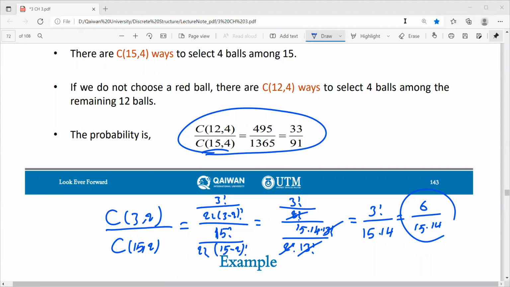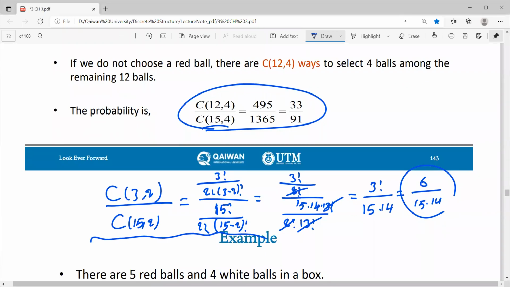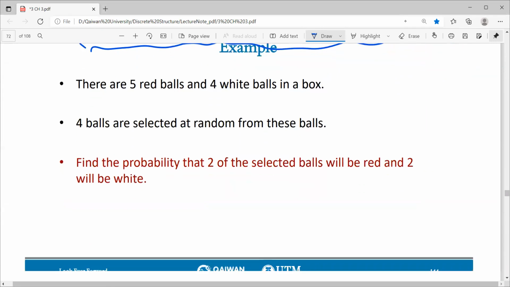So this is the result of the question. It's the answer of choosing 2 red balls. Here, the total balls is 15. That means we take 2 out of 15. And also we have 3 red balls. That means we take 2 from 3. And that's all. So it's enough for today.